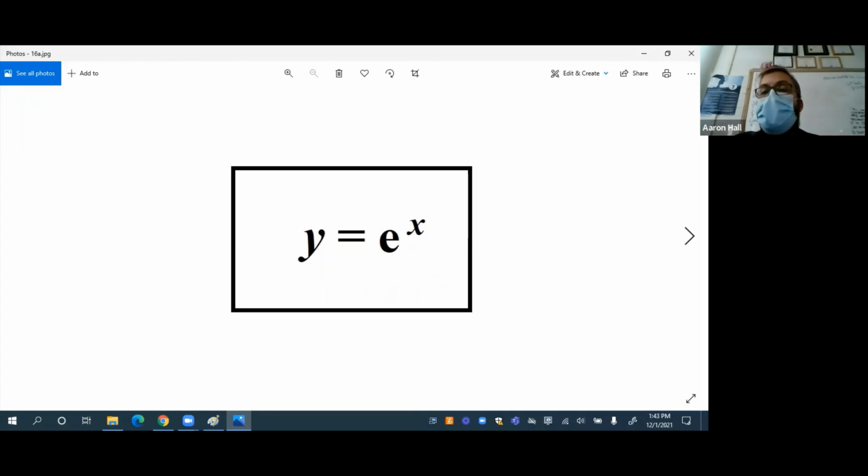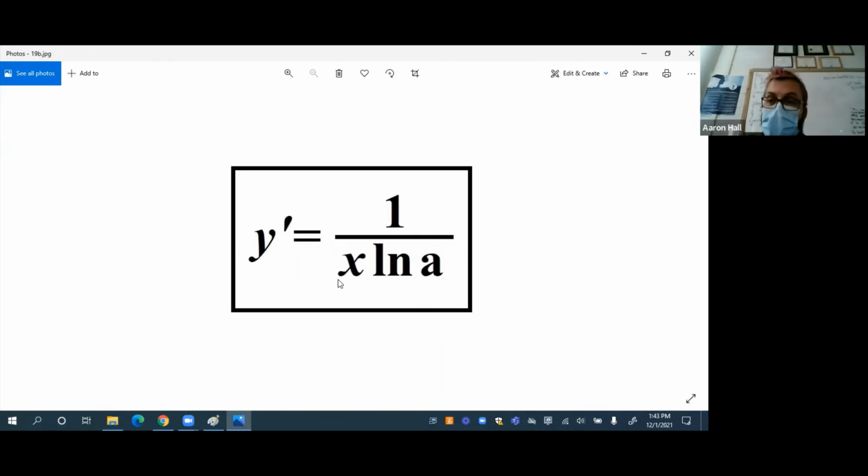What is the derivative of e to the x? It's e to the x. What is the derivative of ln of x? 1 over x. Good. What is the derivative of a to the x? Yeah, it's a to the x times ln of a. Nice. What is the derivative of log base a of x? Yeah, this is 1 over x times ln of a. There we go, and that's all of them.